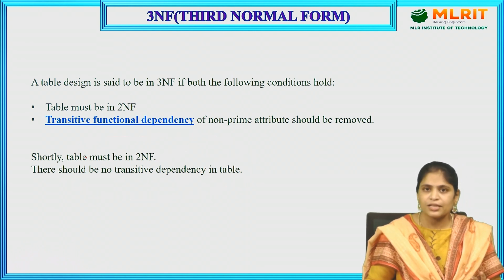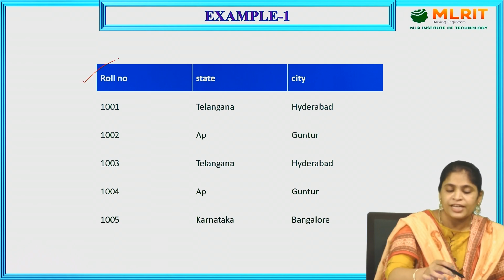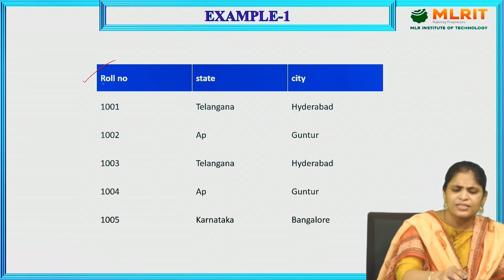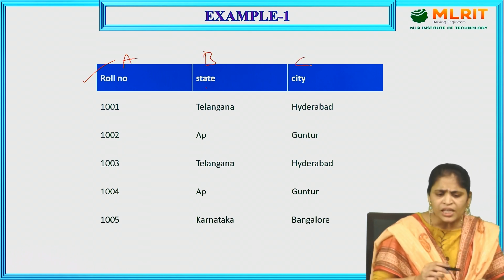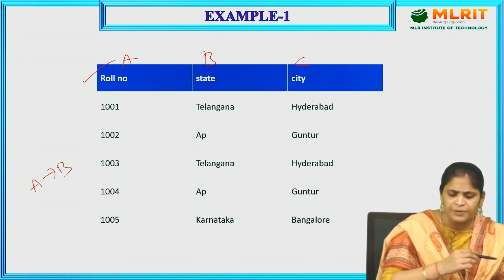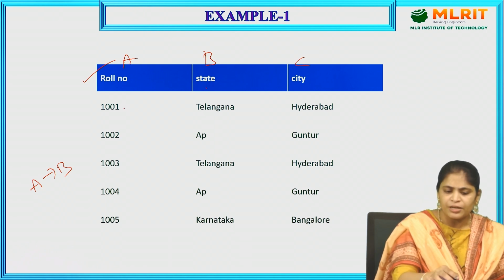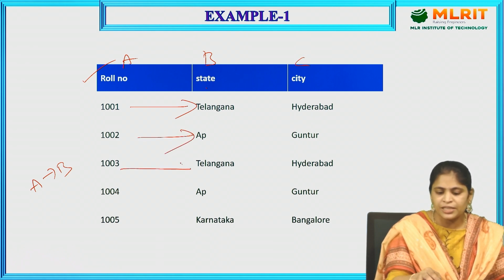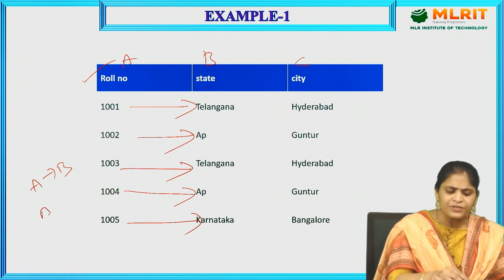So let us discuss these things with an example. Let us take a table which contains 3 columns, 3 attributes: roll number, state and city. Let us take this as A, this as B and this as C. Here I can derive the functional dependency: A derives B uniquely. That means 1001 derives this state uniquely. 2 AP, 3 Telangana, 4 AP, 5 Karnataka. And B derives C.